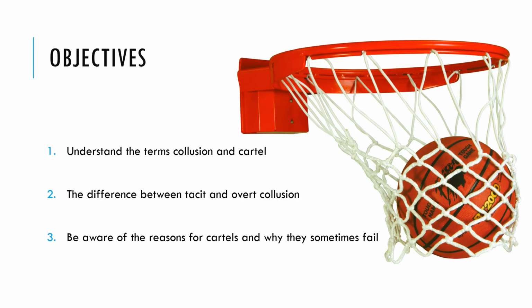So in this video, we've looked at the terms collusion and cartel. We looked at the difference between tacit and overt collusion, some of the reasons for cartels and how they work and why it's good in terms of generating profits, limiting supply, price fixing, but also sometimes why they fail.